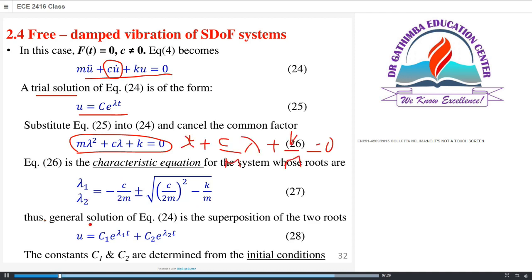Now the general solution, because we have two roots, you see, this is a trial solution. So the general solution is when we have lambda 1 and lambda 2. That's why we are saying a superposition of the two roots: one root when lambda is 1, and then the other one when lambda is equal to 2. Now, these are the constants which are determined from the initial conditions.